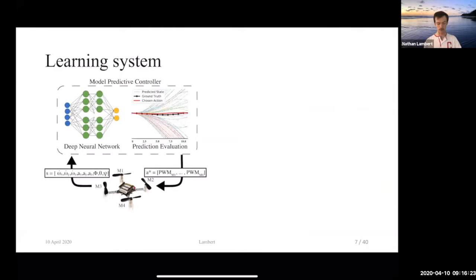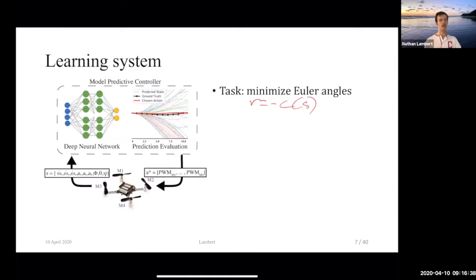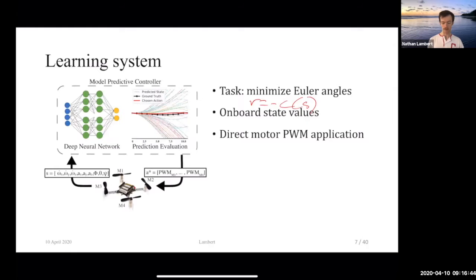So how did we actually do this? Setting up the learning system, we had a simple task that's just to minimize the Euler angles. We formulated this as a cost, and the reward is minus the cost of a state. We're just looking at a quadratic error for the Euler angles, from the onboard state values. And then we would work with direct motor PWM voltages. So instead of having any onboard controller, which is very normal, we just apply voltages to the motors.